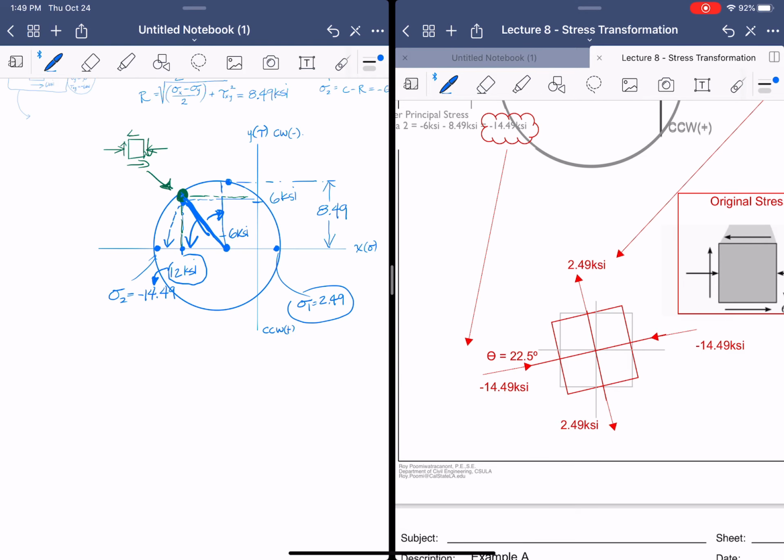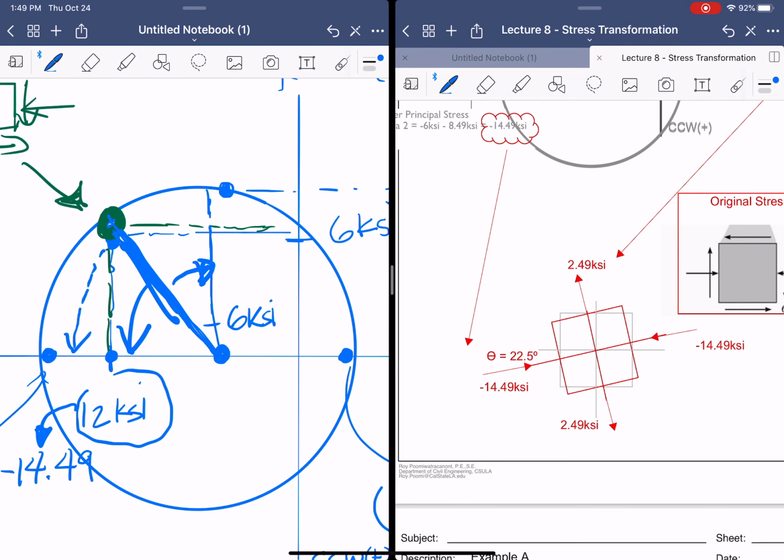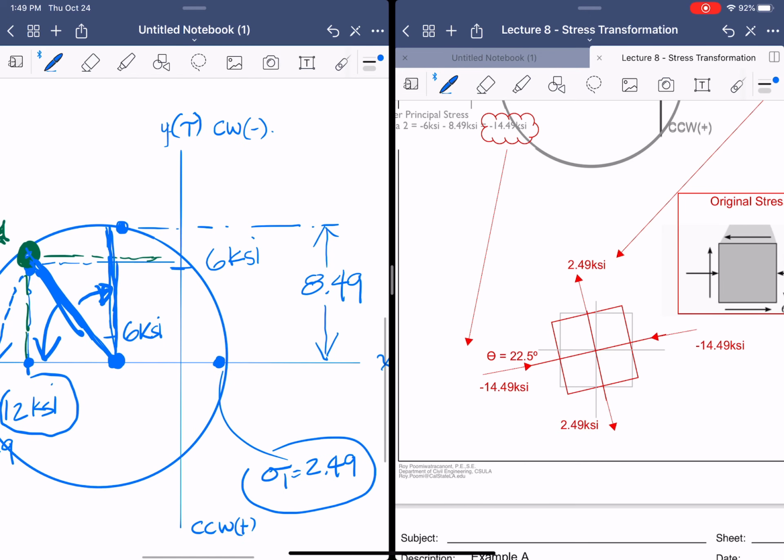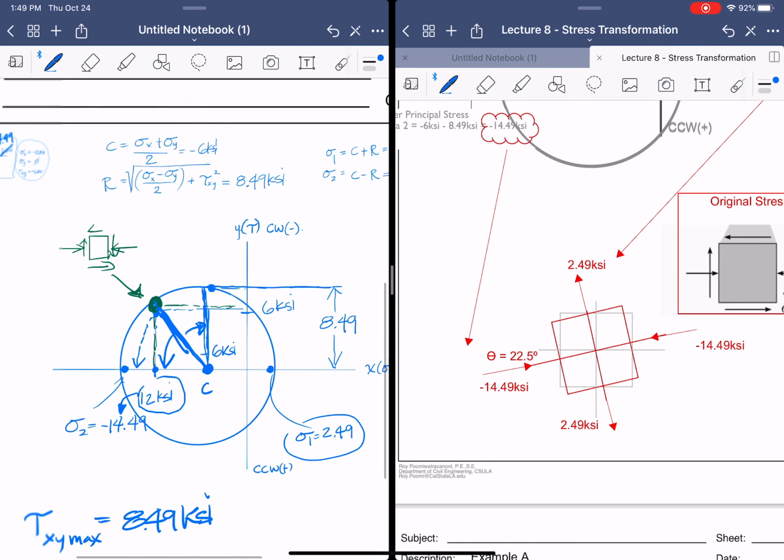So maximum tau xy max is equal to 8.49 KSI. And what that also means is that, when we look at this, it's really saying that if we have that center point right here and we were to project it up, I know this is a little off circle, but that is 8.49 KSI, right? That location is also saying that that's our center, our C, right? So that means that the stresses we have are going to be whatever the center of our circle is for both axes.